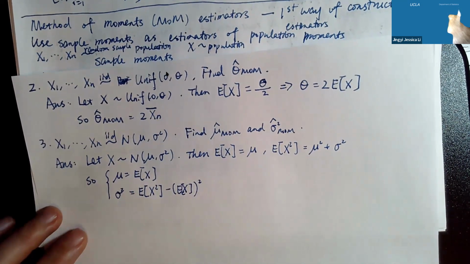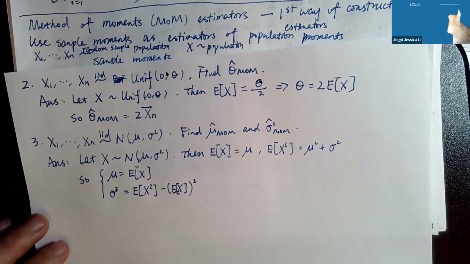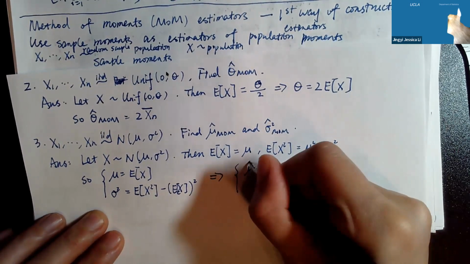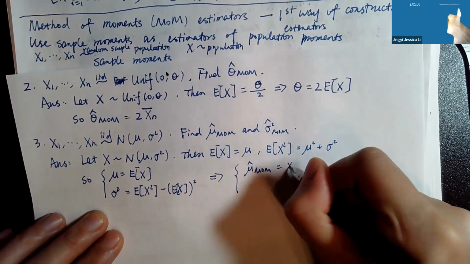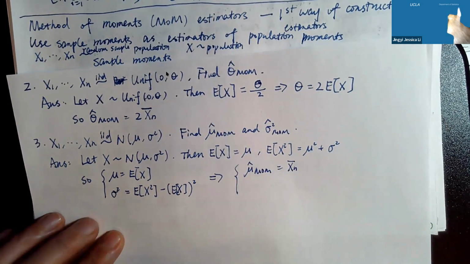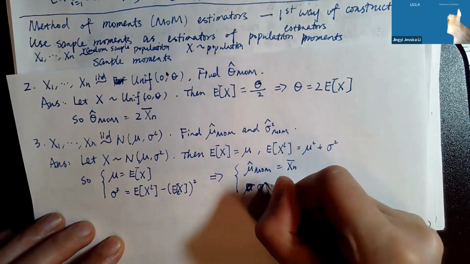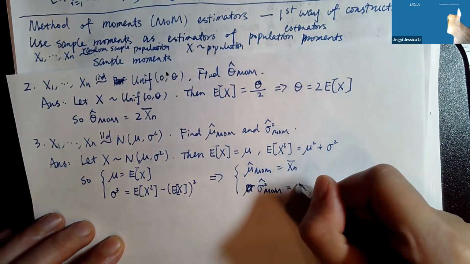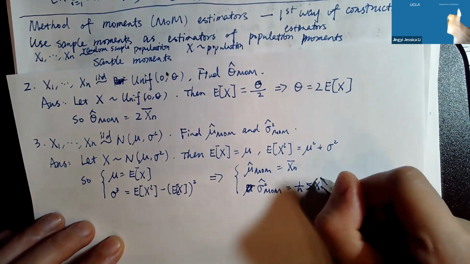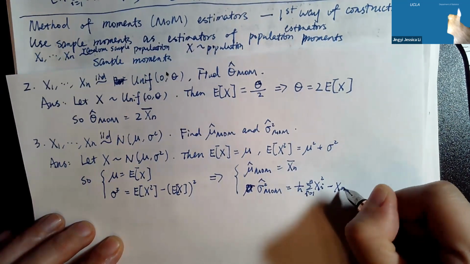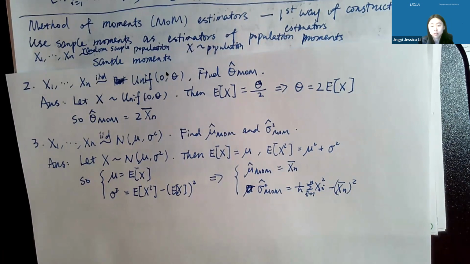Right? Second moment minus the square of the first moment. Now you're going to just replace the population moments by the sample moments to get the MOM estimators. So based on this, the mu hat MOM is just X bar, the first sample moment, and sigma square hat MOM is just the second sample moment minus X bar squared, right?